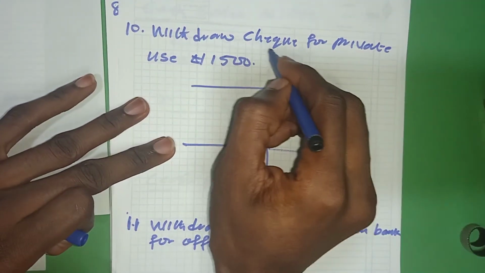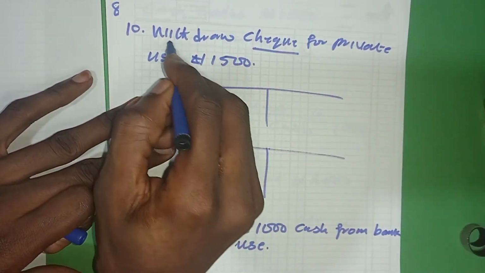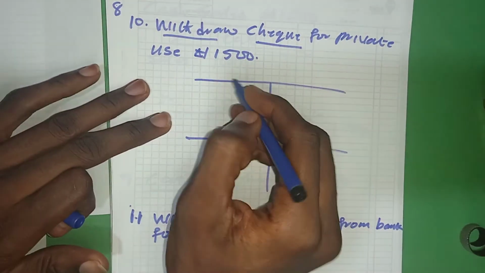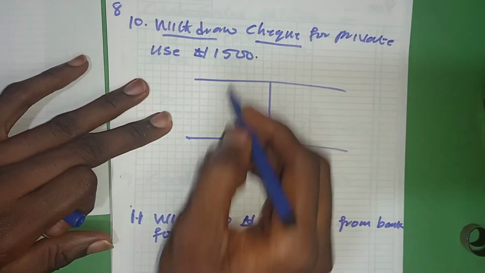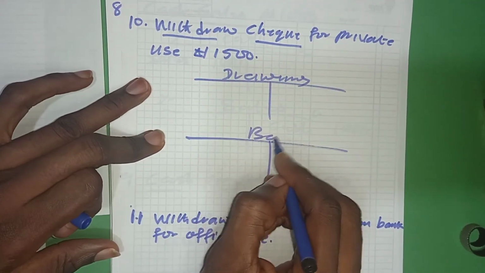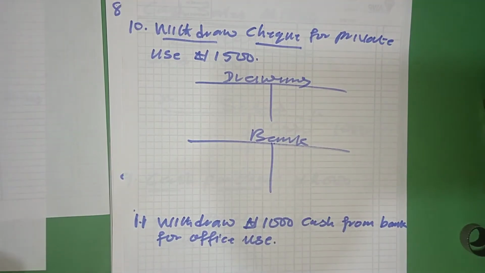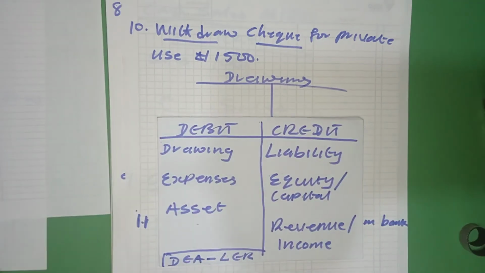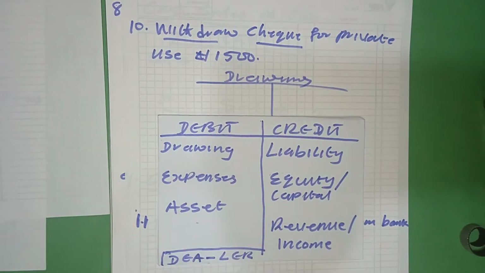The two accounts here are bank and drawing. Withdraw will now be drawing. Here will now be bank, because it's a cheque, bank. Drawing, because I, the owner of the business, am what? Taking out money from it, not for the business purpose, but for what? For my personal use. Now, if you check here, you find out that the drawing here is a debit balance.